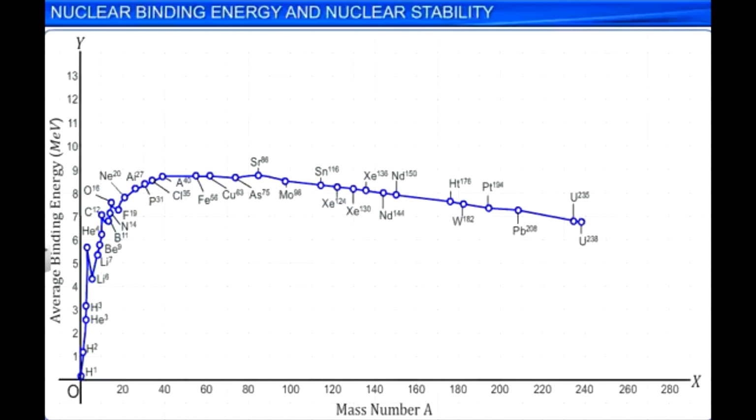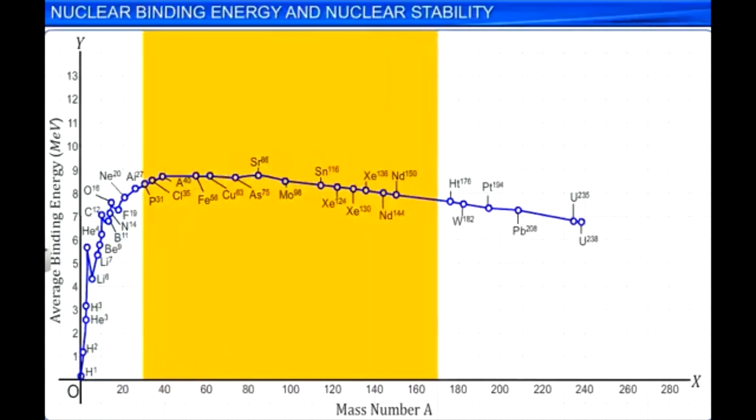From the graph, we see that for nuclei with mass numbers less than 30, the average binding energy values are relatively less, indicating relatively low stability for those nuclei. The average binding energy is almost independent of the mass number A of nuclei in the range of mass numbers between 30 and 170, and is nearer to the maximum value of the average binding energy. This indicates high stability for the corresponding nuclei.